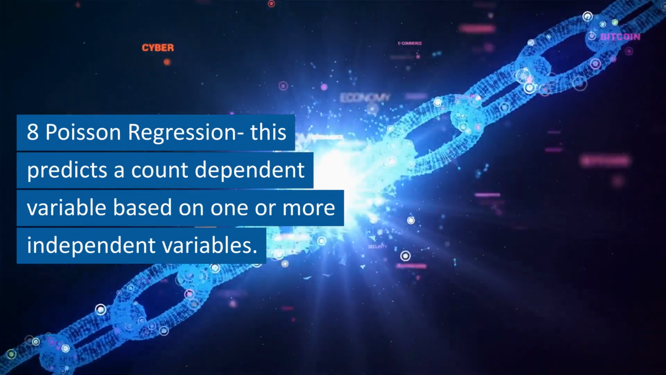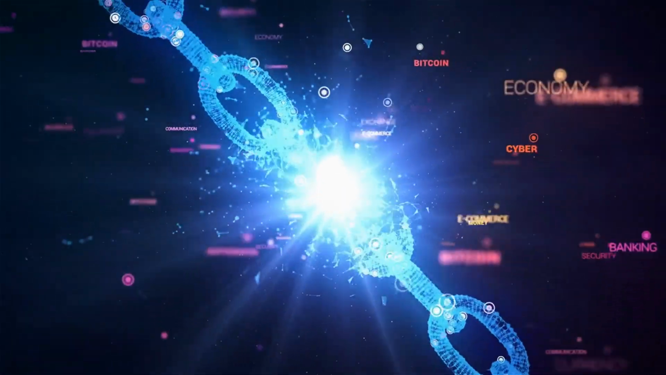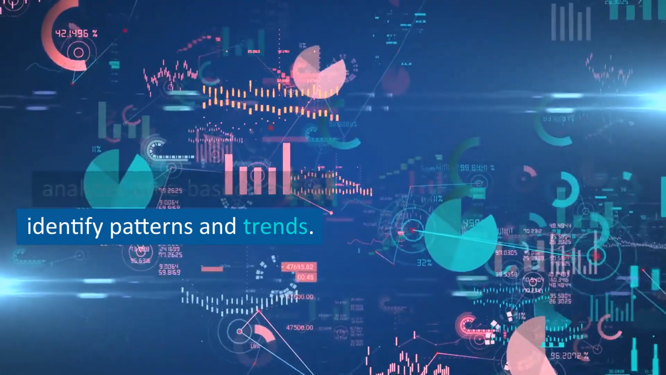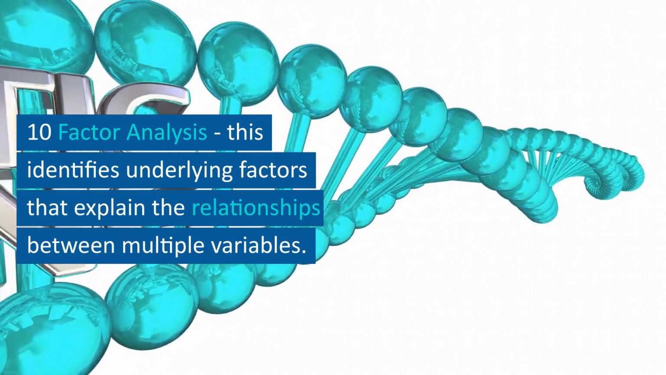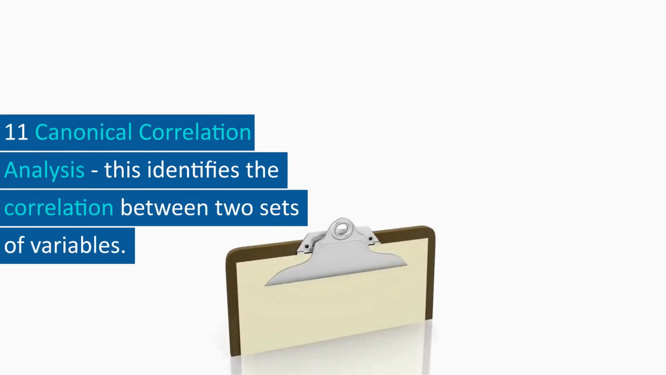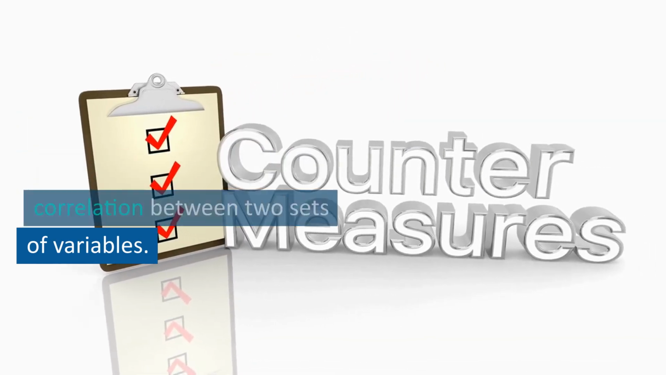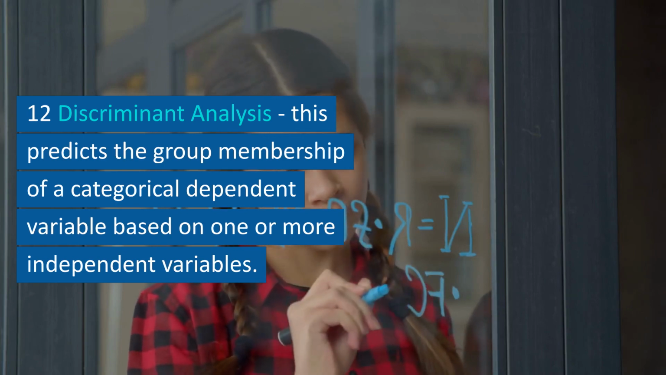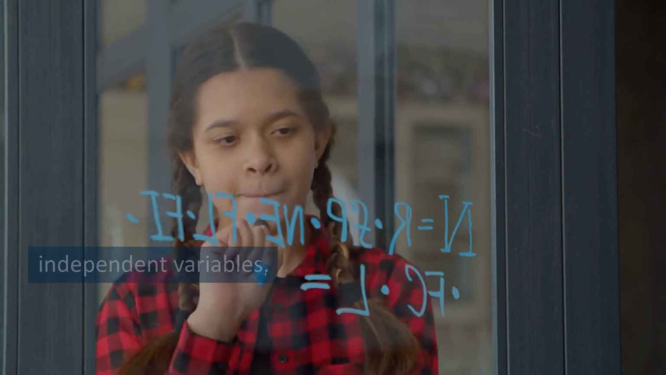8. Poisson regression. This predicts a count-dependent variable based on one or more independent variables. 9. Time series analysis. This analyzes time-based data to identify patterns and trends. 10. Factor analysis. This identifies underlying factors that explain the relationships between multiple variables. 11. Canonical correlation analysis. This identifies the correlation between two sets of variables. 12. Discriminant analysis. This predicts the group membership of a categorical dependent variable based on one or more independent variables.